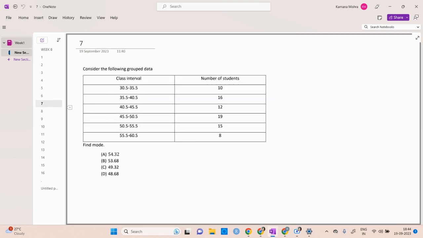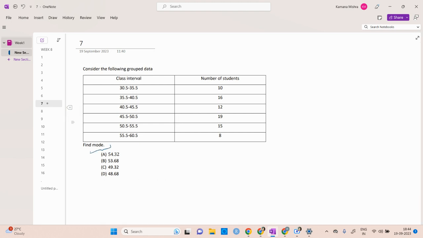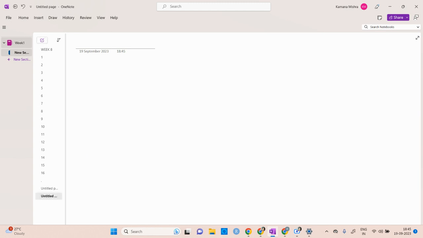Okay, so the next question is how do we solve questions with interval form. If you have class intervals, how do we solve the questions for this? Here we want to find the mode. Okay, so the formula for mode, I think I can write it.